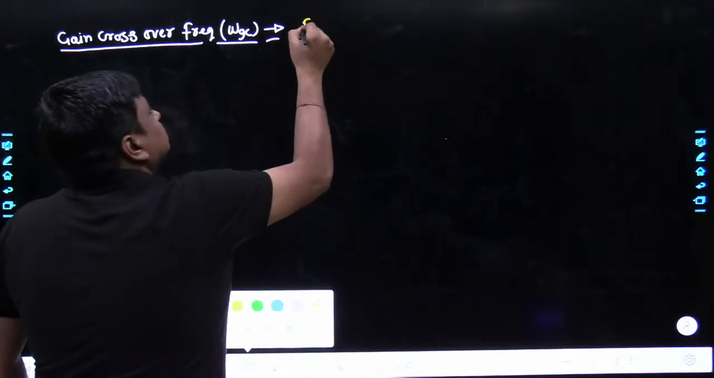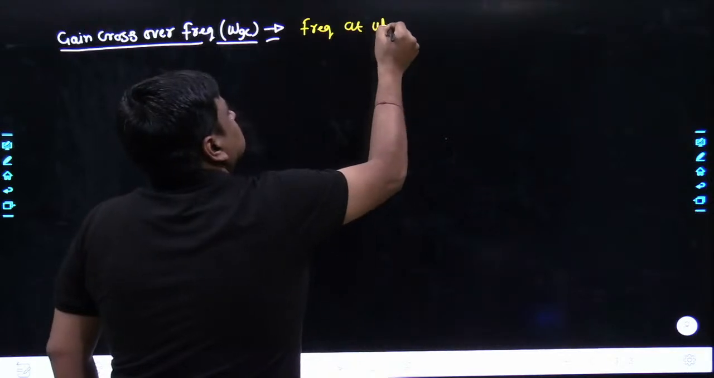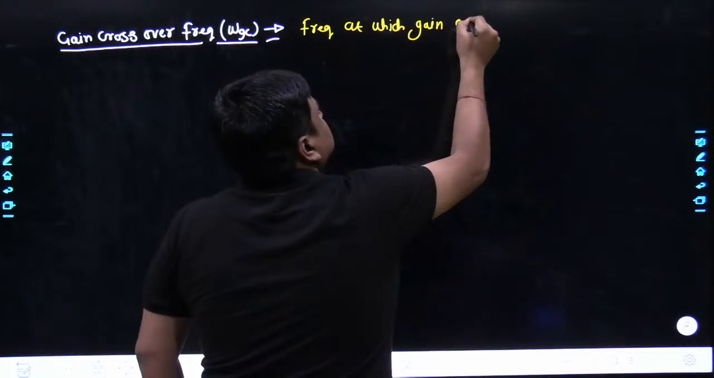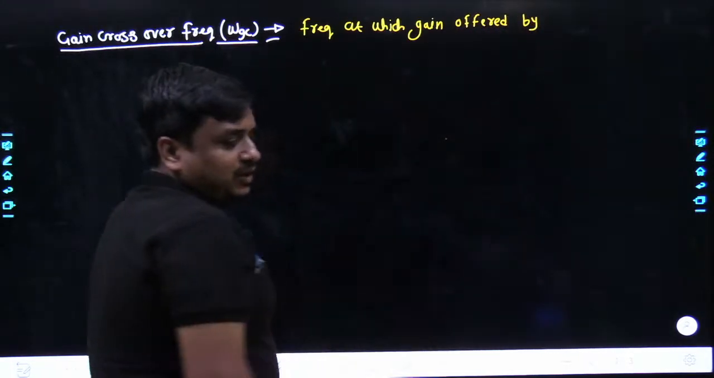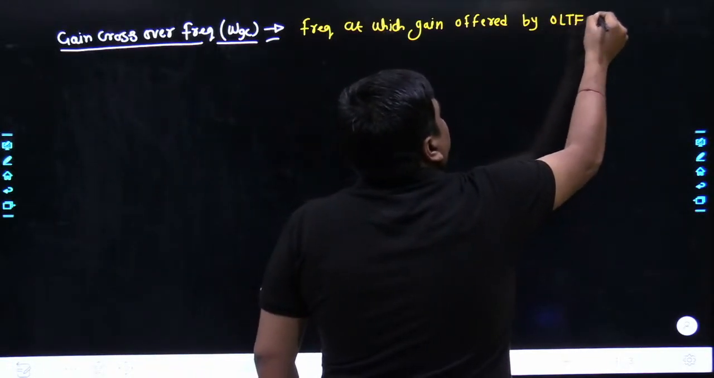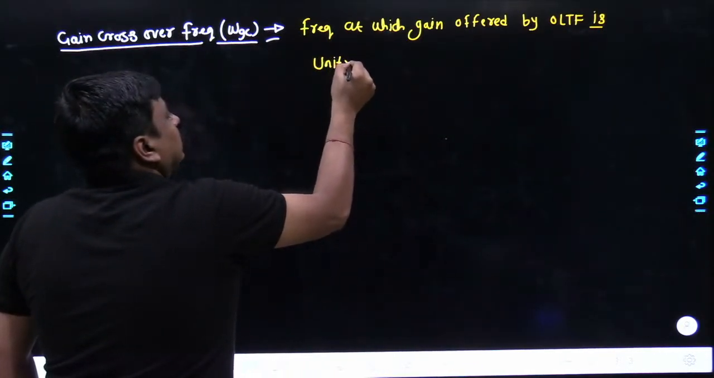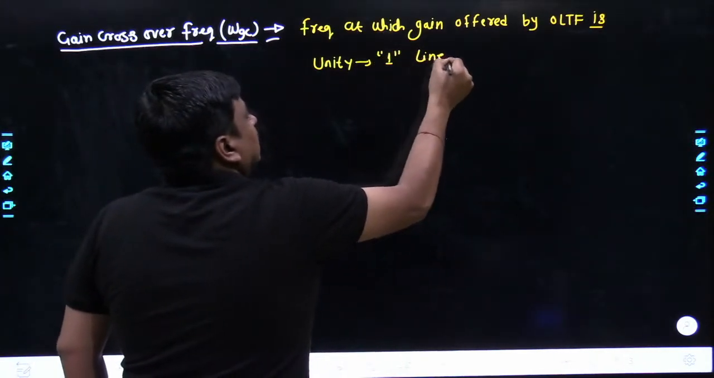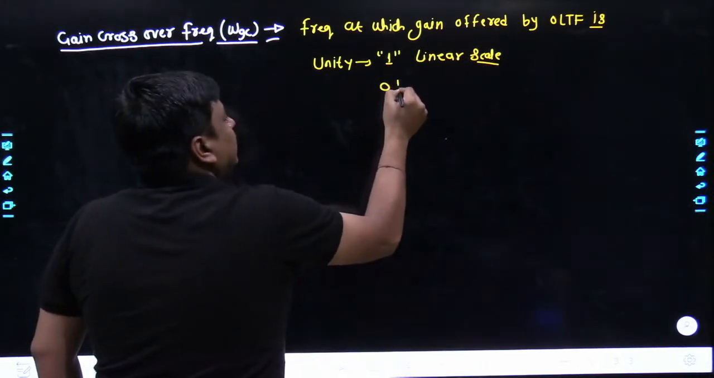Frequency at which the gain offered by OLTF is unity. What does that mean? 1 in linear scale, or becomes 0 in dBs.